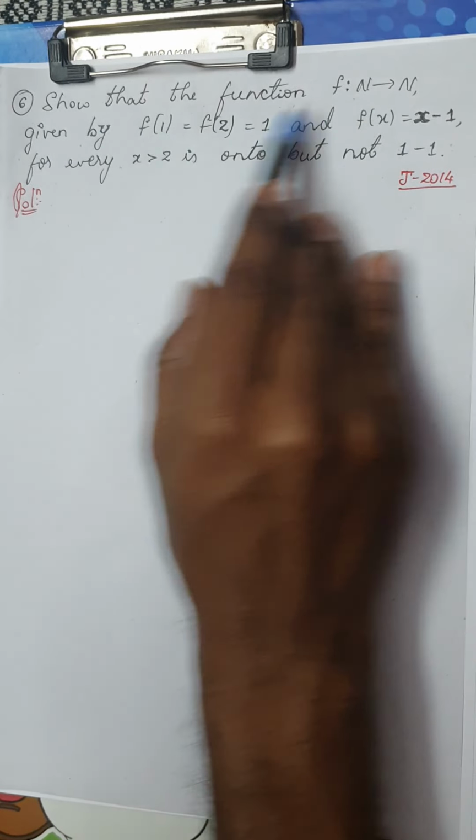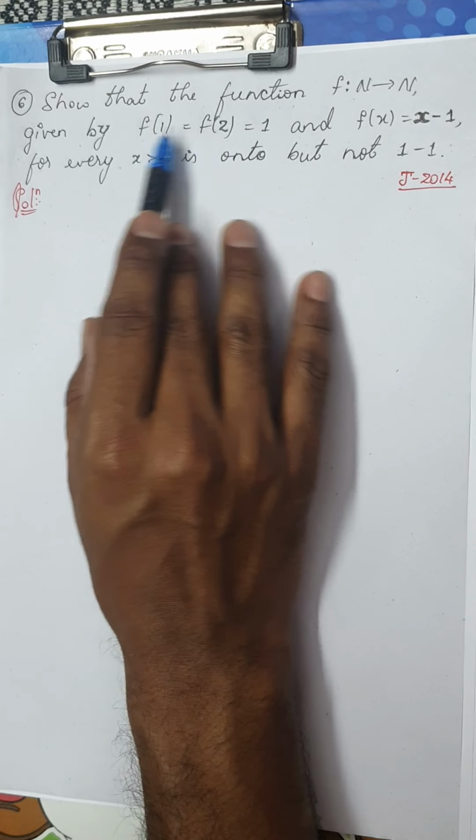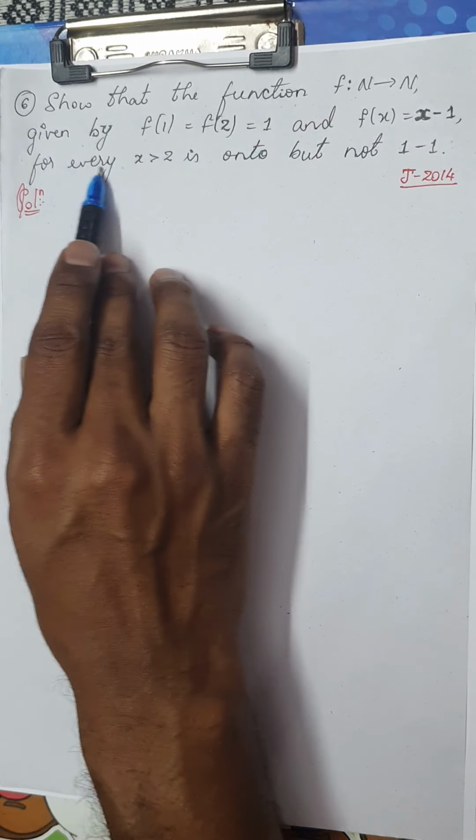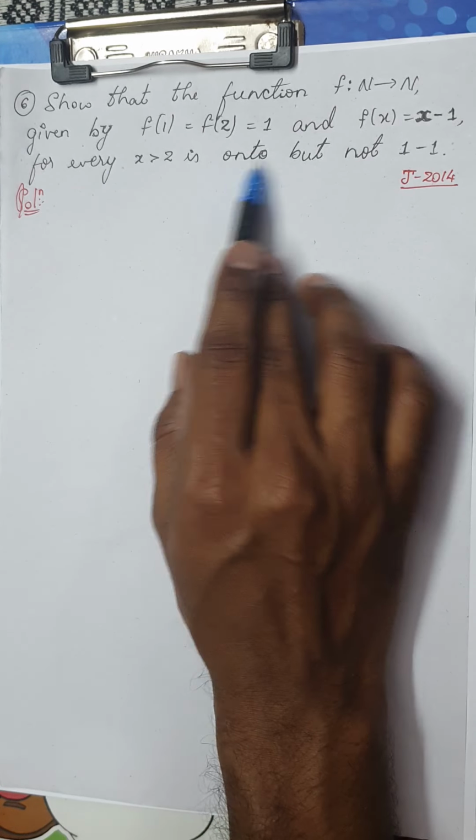Show that f from N to N given by f(1) = f(2) = 1 and f(x) = x minus 1 for every x greater than 2 is onto but not one-one.